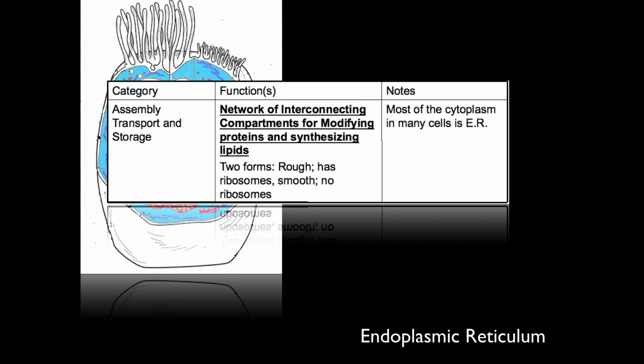Smooth endoplasmic reticulum does not have ribosomes on it. And smooth endoplasmic reticulum is involved in making complex carbohydrates and lipid molecules. Most cells have a lot of rough endoplasmic reticulum and very little smooth endoplasmic reticulum. There are some exceptions, like in the liver. So endoplasmic reticulum is also assembly, transport, and storage. And in fact, when you look at a cell with a light microscope, what you see as cytoplasm is mostly endoplasmic reticulum.